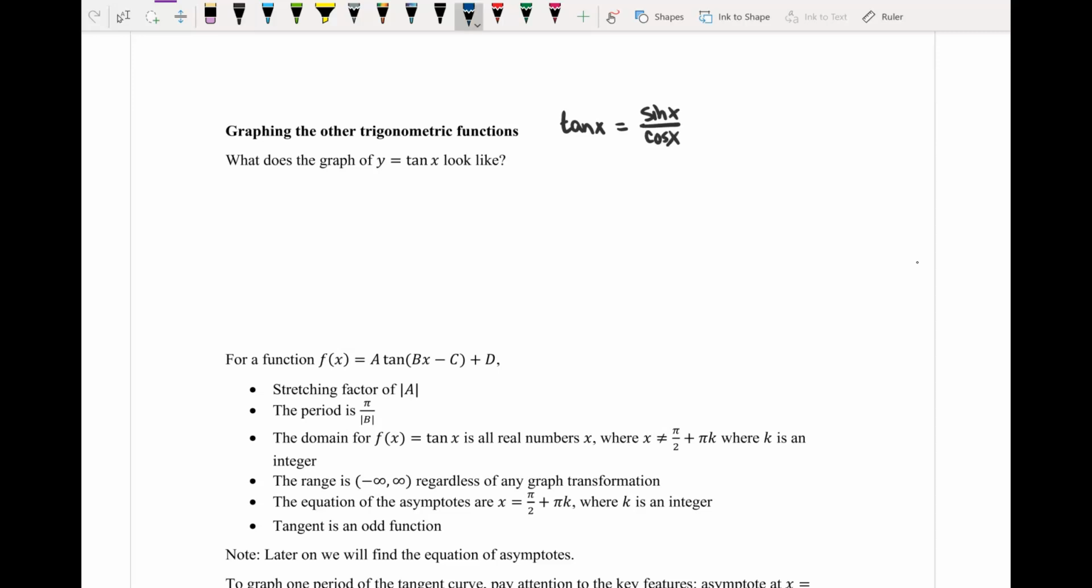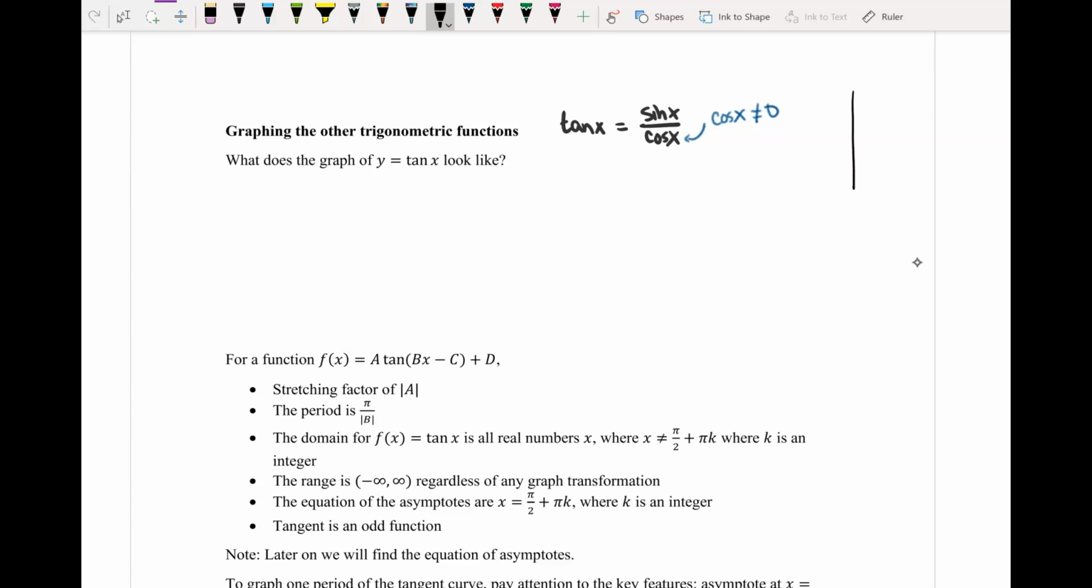Now, because we have a denominator, this turns the trig function into a rational form, with the cosine of x not being able to equal 0. Wherever the cosine is 0, that's where you're going to have vertical asymptotes, because as we recall from rational functions, where the denominator equals 0, you get vertical asymptotes.